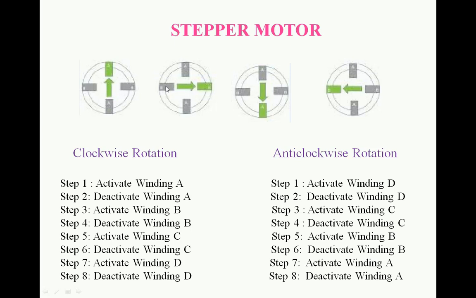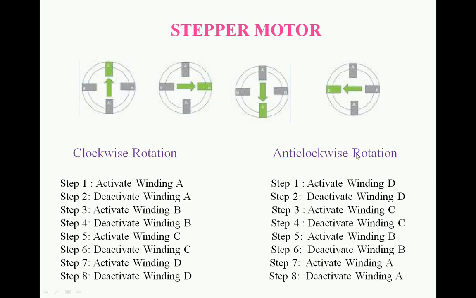Previously the motor was rotating in this direction, right? After some time, we deactivate B and activate the C winding, which means the motor will now rotate in this direction. After some delay, we deactivate C and activate D. Then the motor rotates to this position. So upon activating A, B, C, D continuously, the motor rotates in the clockwise direction, right?